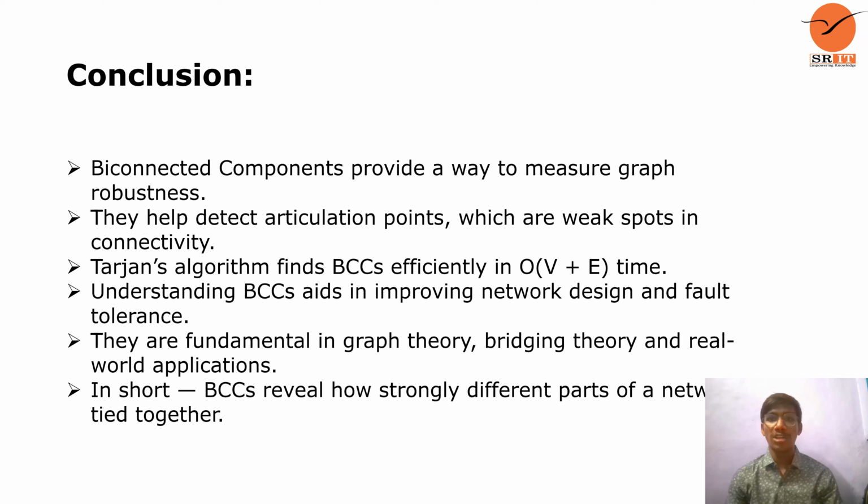Conclusion: biconnected components provide a handy way to measure graph robustness. They help detect articulation points, which are weak spots in connectivity. Tarjan's algorithm finds BCCs efficiently in space and time complexity. Understanding BCCs aids in improving network design and fault tolerance. They are fundamental in graph theory and real-world applications. In short, BCCs reveal how strongly parts of a network are tied together.